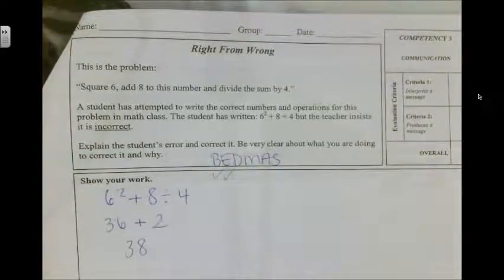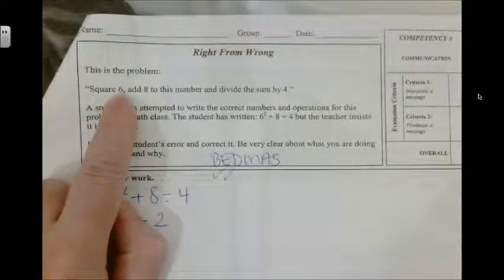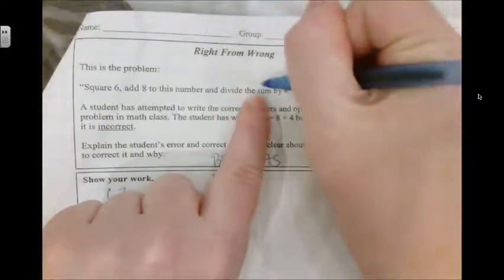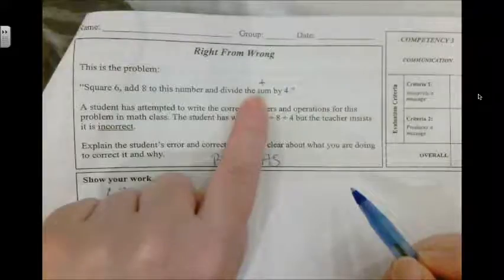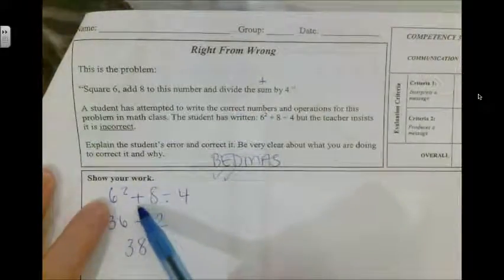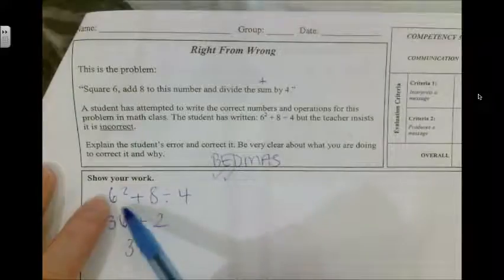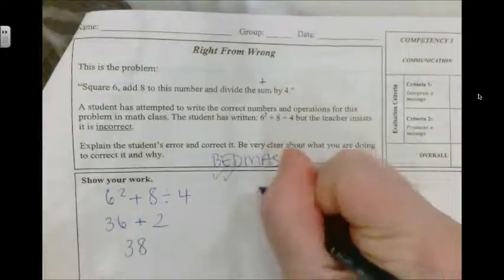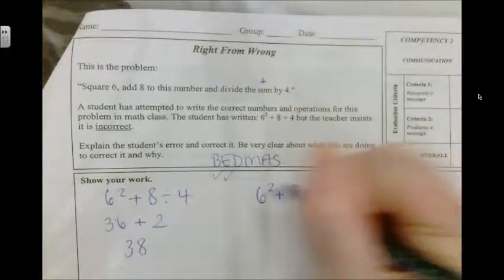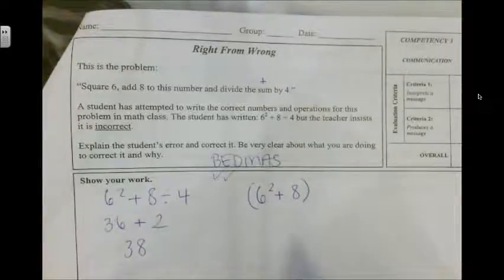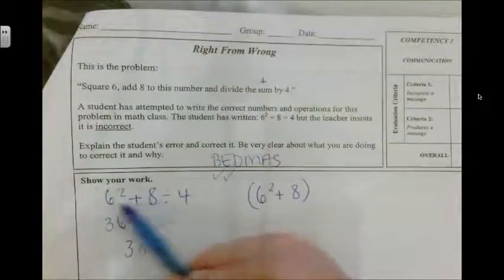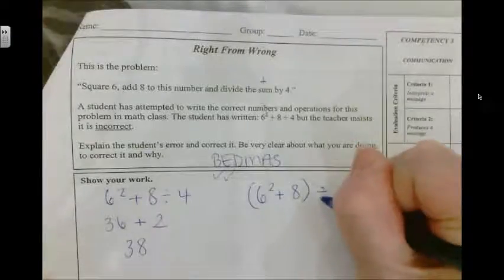However, in the question, it says square 6, add 8 to this number, and divide the sum, and sum we know means addition, by 4. They want you to square the 6 and add the 8, and then all of this is supposed to be divided by 4 after. So if we add brackets to this, 6 squared plus 8, now we would be performing the sum inside here before dividing by 4. Okay, so here we are actually dividing the whole sum. So you're doing the addition first and then dividing it by 4.